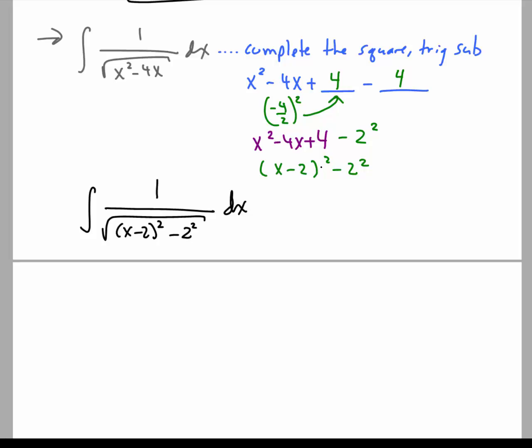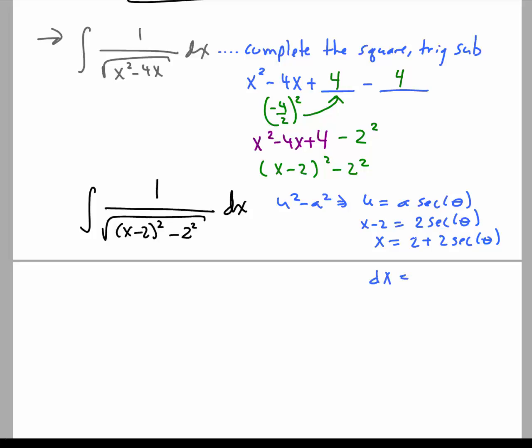So completing the square is done. Now I'm going to use some trig sub here. For my trig sub, it looks to me that this fits a form of u squared minus a squared, and the substitution that's recommended is to let u equal a secant theta. Well, in this case, u is x minus 2, a is 2, so x minus 2 equals 2 secant theta. So you want to solve for x here. x is equal to 2 plus 2 secant theta.